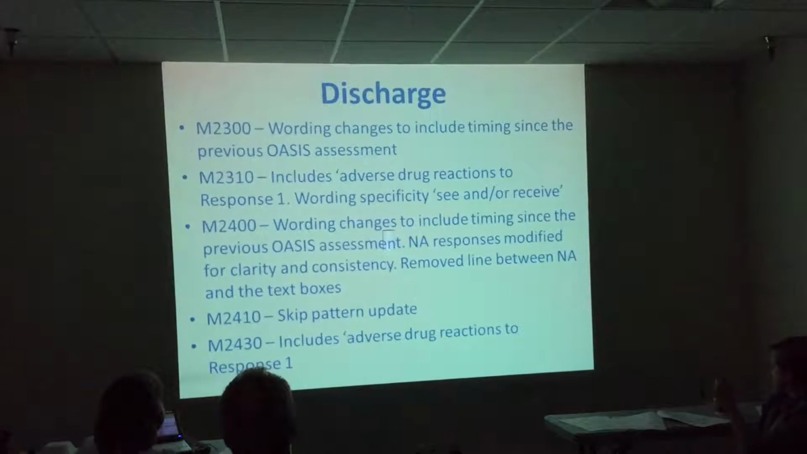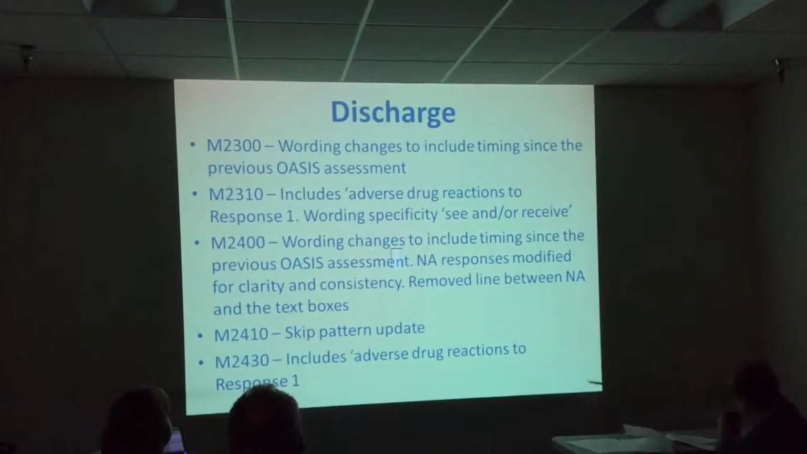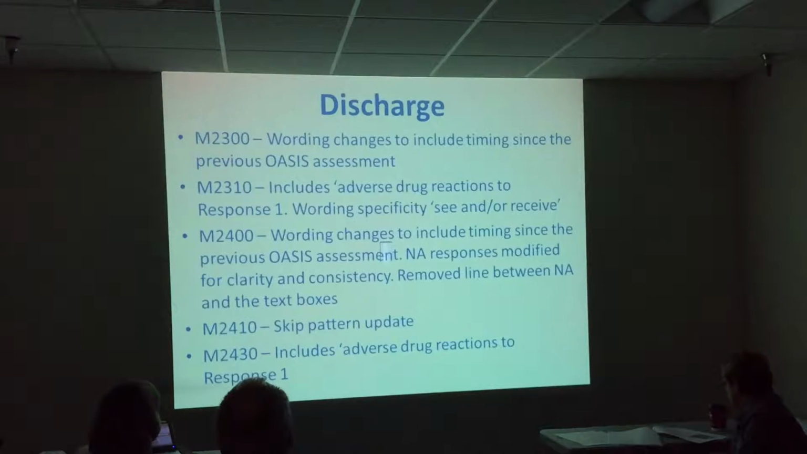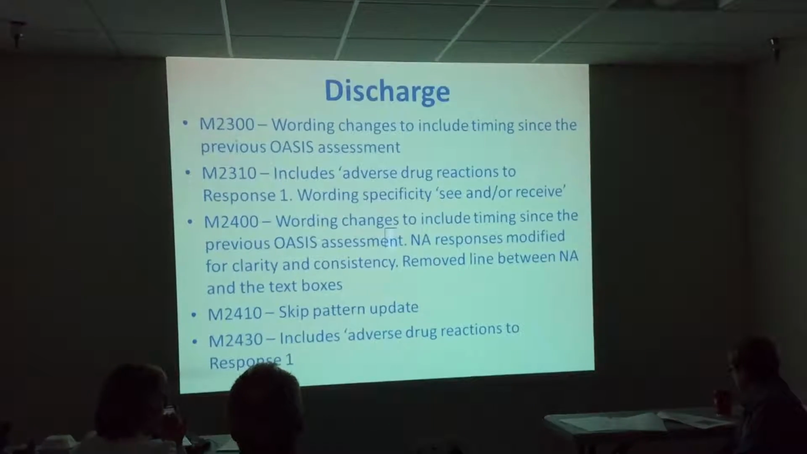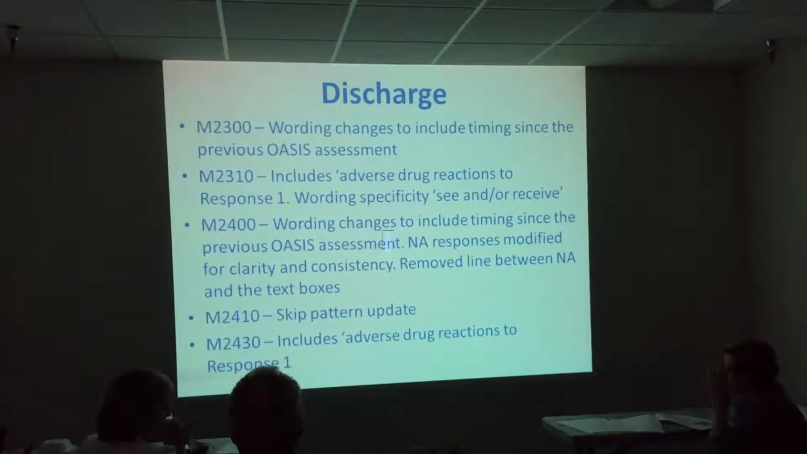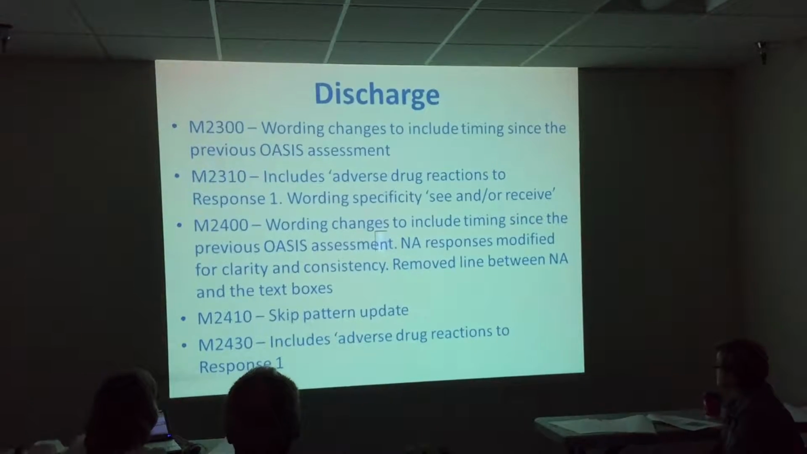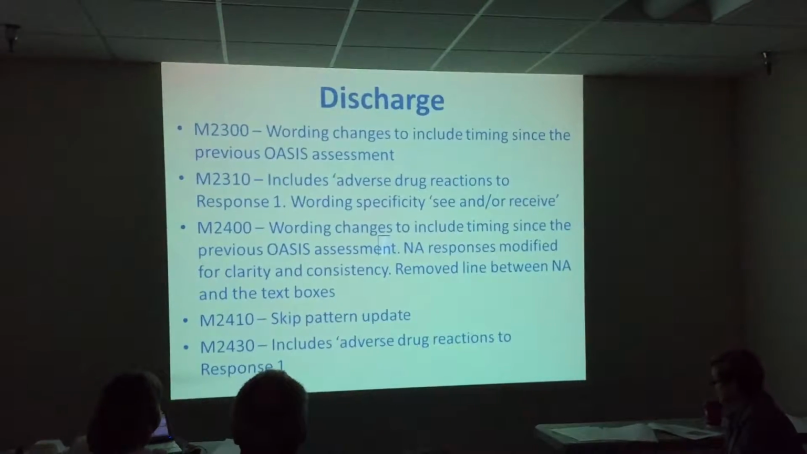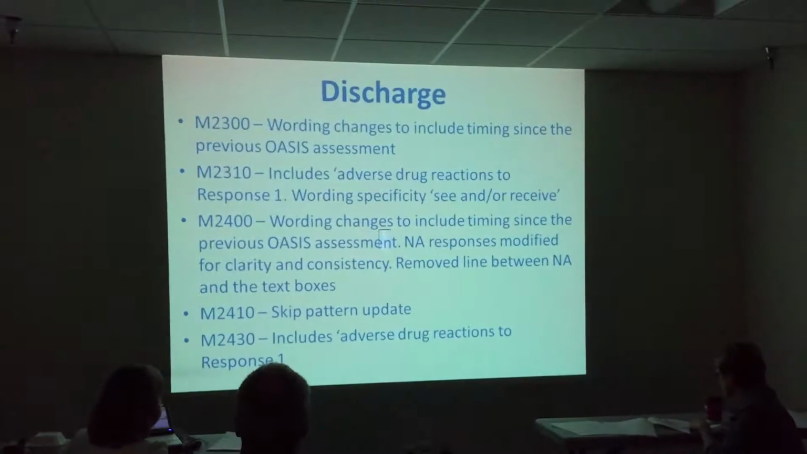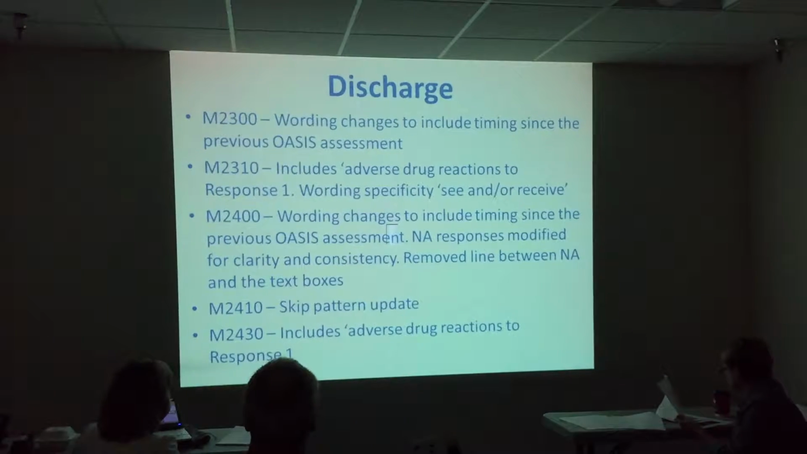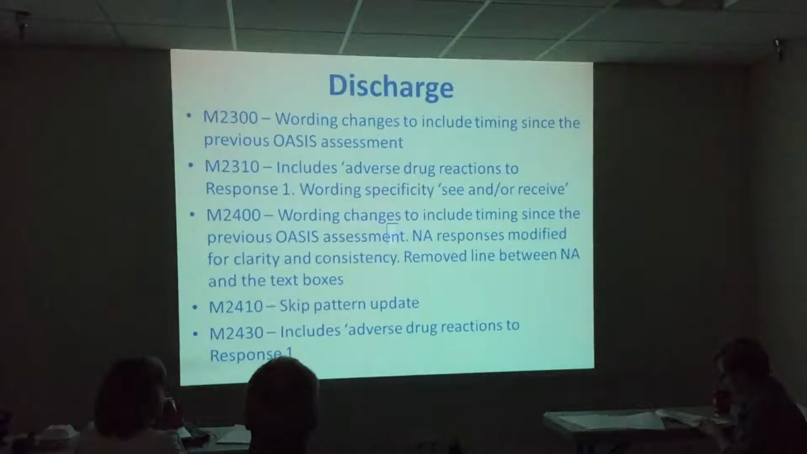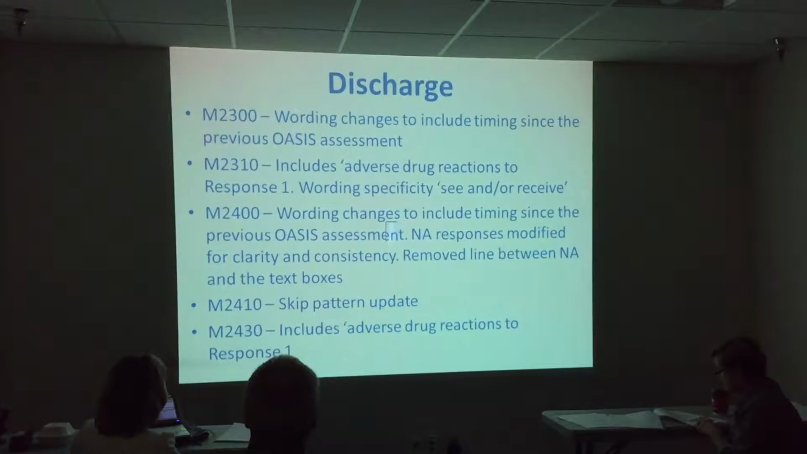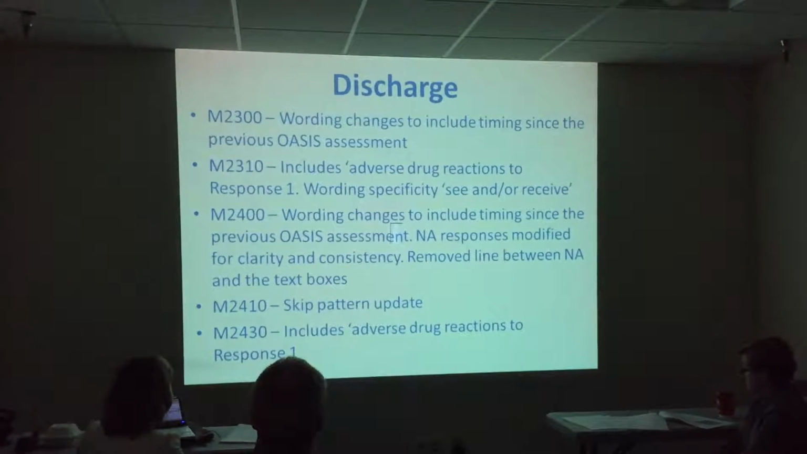2300, wording change to include timing since the previous OASIS assessment. These are the ones regarding emergent care and hospitalization and those things. In 2310, the reason for emergent care, they included adverse drug reactions and wording specificity. Again, 2400, which is about hospitalization, the timing is to include since the previous OASIS assessment. And skip patterns updated in 2410 and 2430.